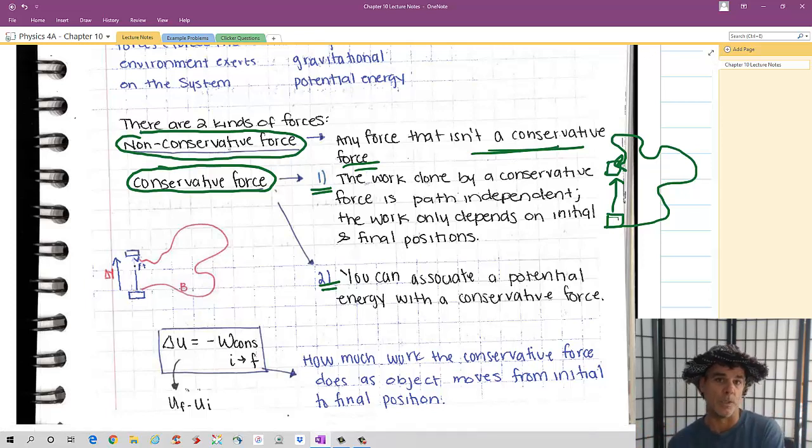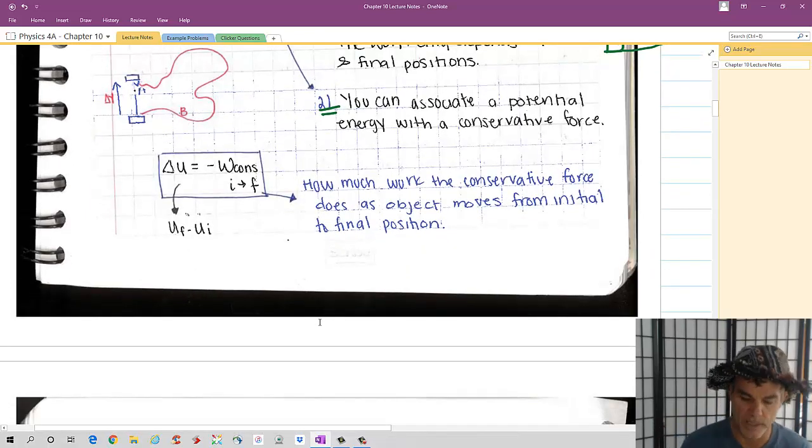And the second big one for this chapter is you can define a potential energy for any force that's a conservative force. So we have a gravitational potential energy because gravity is a conservative force. We have an elastic potential energy because the spring force is a conservative force. And then once you get to 4b, the force between charged particles is a conservative force. So we have what's called electric potential energy.